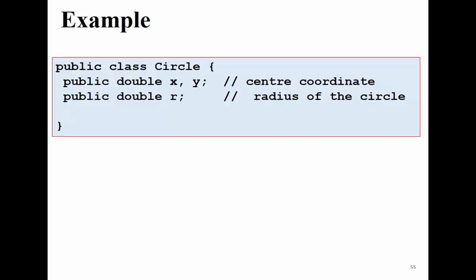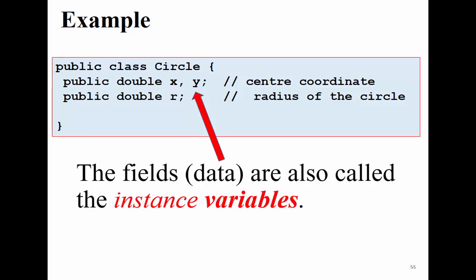This is an example of a class called Circle. It has 1, 2, 3 attributes. We have X, Y, and R. They are the center coordinates and the radius of the circle. Now they are doubles and they are public. That means I allow the user to interact immediately with these attributes. Now, these are data attributes, X, Y, and R. We call them data, attributes, instance variables. Okay? All of them are the same.